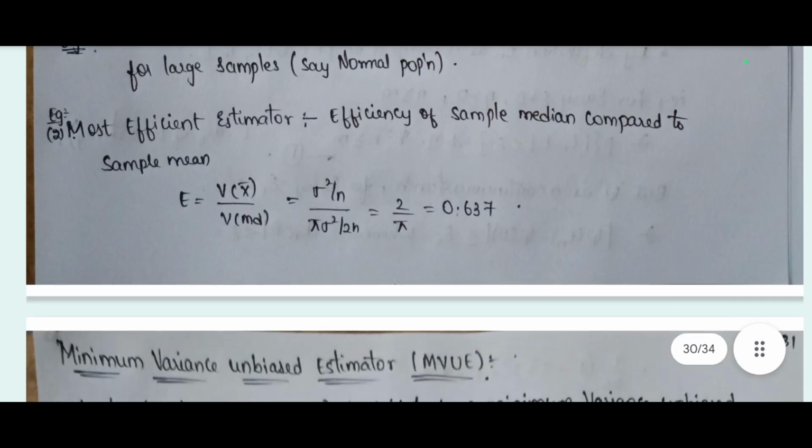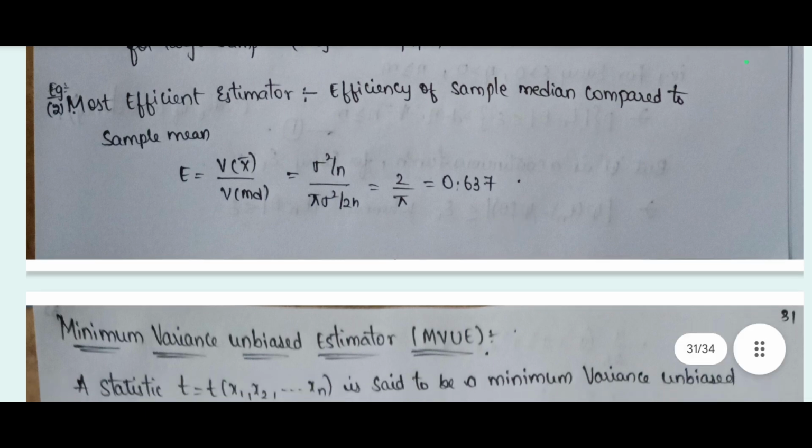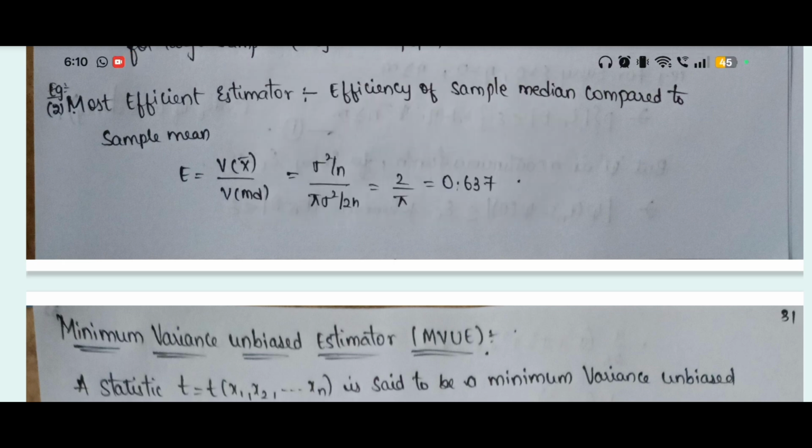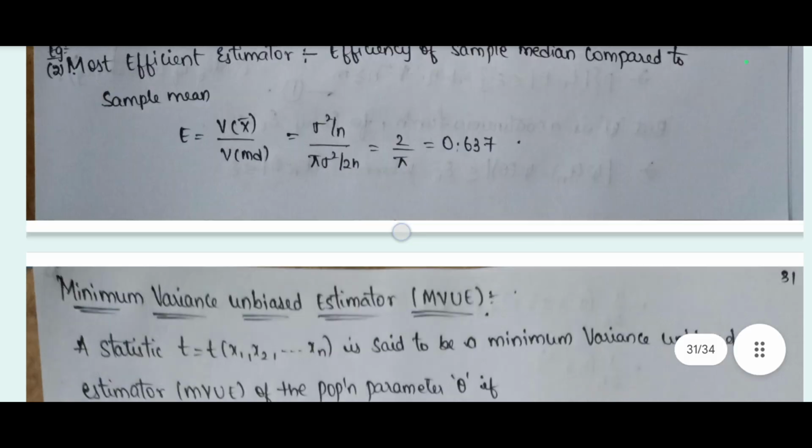So, the efficiency of the sample median compared to the sample mean is the expected value of the variance of x bar divided by the variance of the median. So what is the formula for this? Sigma square divided by n, divided by pi sigma square divided by 2n. We got the value as 2 divided by pi, that is 0.637.